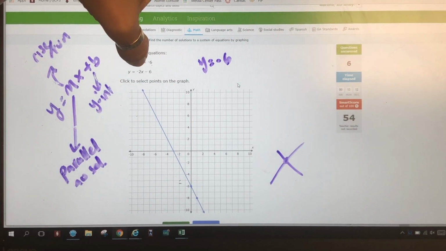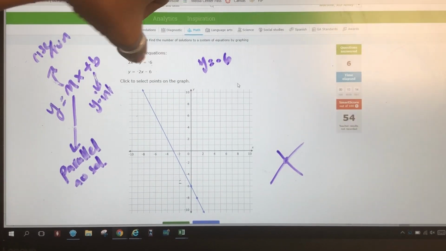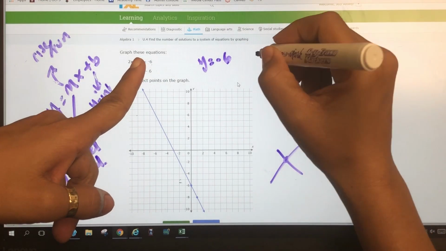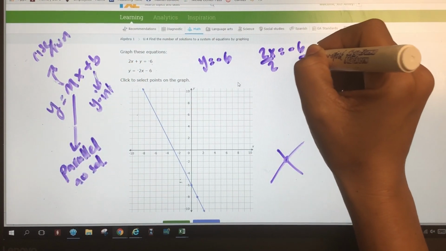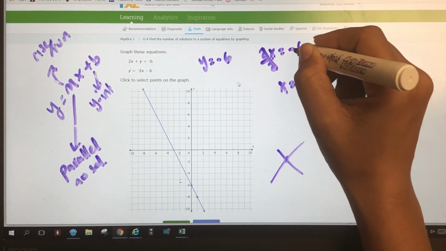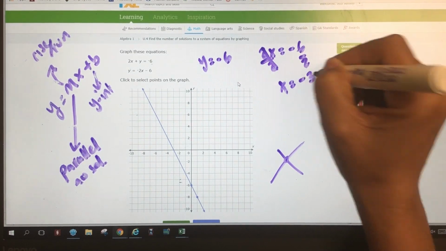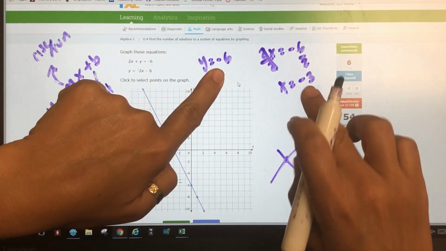And then when I'm solving for my x-intercept, I cover up y. So when I cover up y, I have 2x equals -6. Divide by 2, that crosses out. X equals negative divided by positive is a negative, so -3.